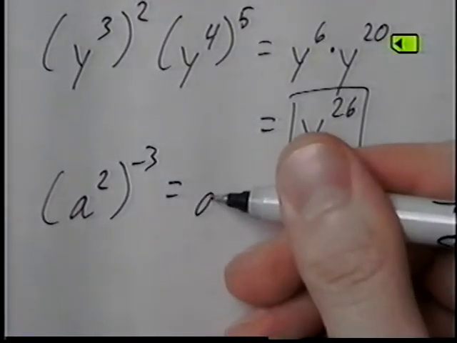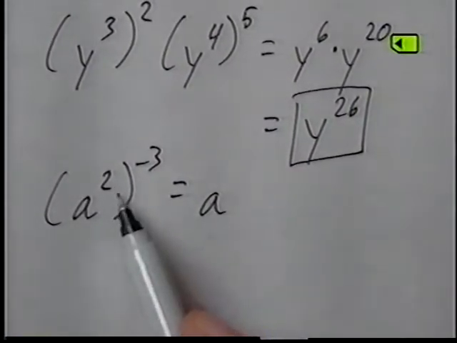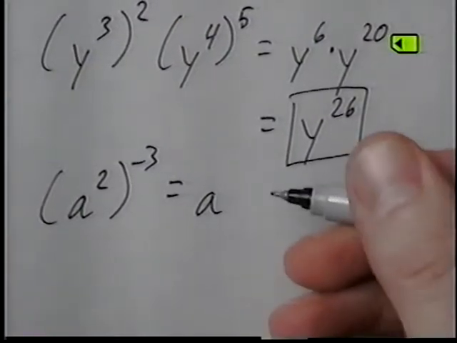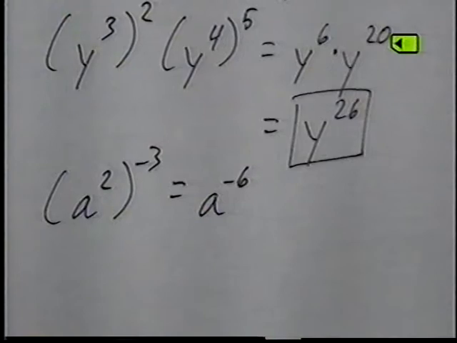The base stays the same. Two exponents separated by parentheses. Multiply these. 2 times 3. 2 times a negative 3 would be negative 6.